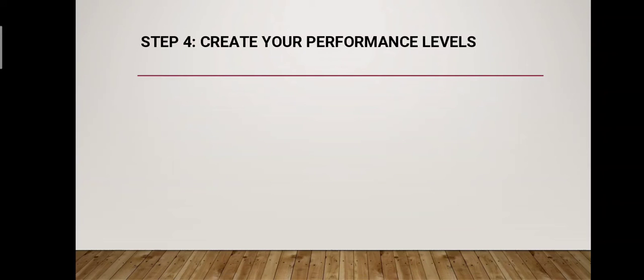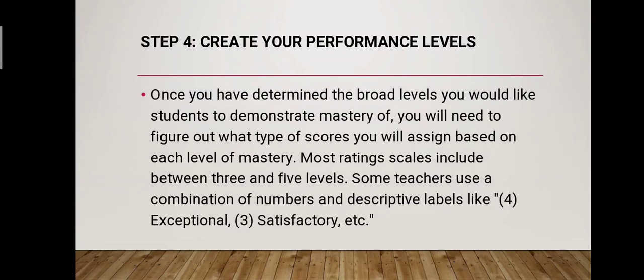Step 4. Create your performance levels. Once you have determined the broad levels you would like students to demonstrate mastery of, you will need to figure out what types of scores you will assign based on each level of mastery. Most rating scales include between 3 or 5 levels. Some teachers use a combination of numbers and descriptive labels like 4 exceptional, 3 satisfactory.